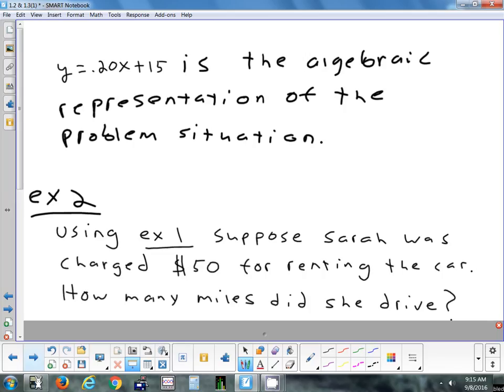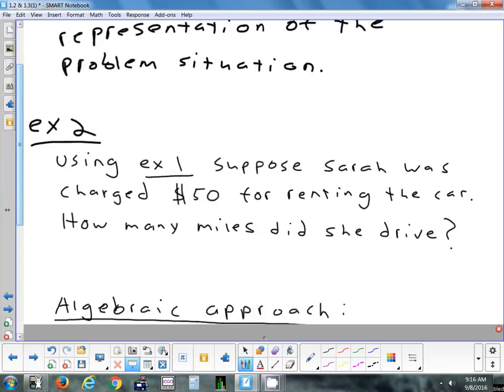All right, second example, using the same formula we had in example 1. It says, suppose Sarah was charged $50 for renting the car. How many miles did she drive? What's a little different about this example? You're given the total cost, but you're not given the amount of miles. Right, this time we're given the dependent variable. We're given the cost, and we're going to work backwards to find the independent variable. We're going to find x. This one we're going to do two different ways. The first way I'll show you is algebraically, and the second way is on the calculator.